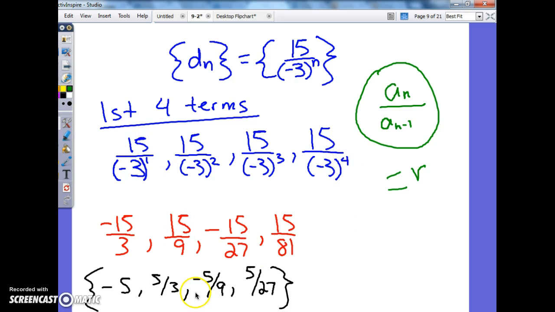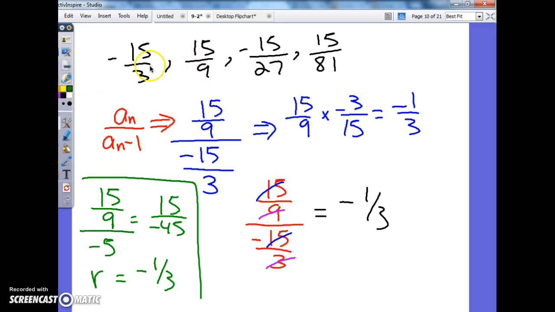So I've got my first 4 terms. I want to get the common ratio. I'm going to divide this by this, this by this, this by this: a sub n over a sub n minus 1. And you can do it in the calculator. If you know, you can simplify this where the numerators pair up. 15 over negative 15 is going to be negative 1, and 9 over 3 simplifies to 3. And that's what I did here.